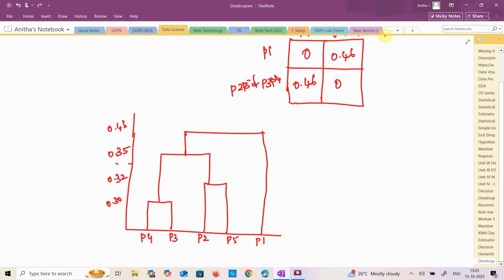So I can make a cut anywhere so that I can know how many clusters. If I make a cut here, I am getting 3 clusters. Hope you got an idea how to construct a dendrogram from the given distance matrix in hierarchical clustering.